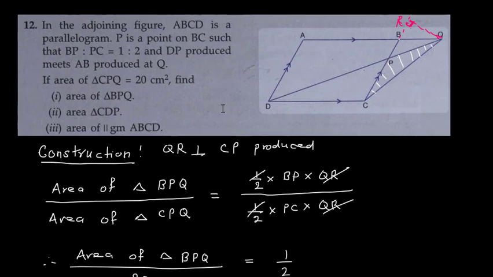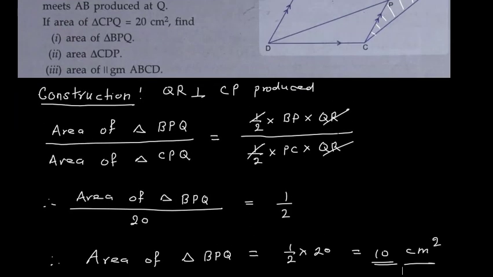Now I have to find the area of CDP. Easily you can prove that this BPQ and this CDP are similar triangles. So by the property of area of similar triangles, you can prove the second part also.